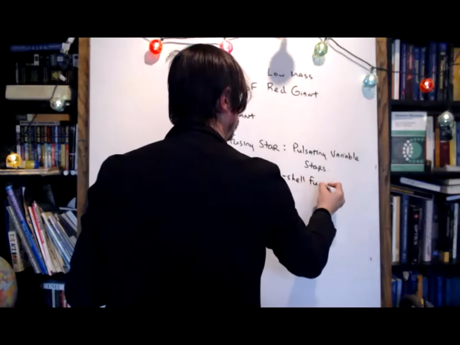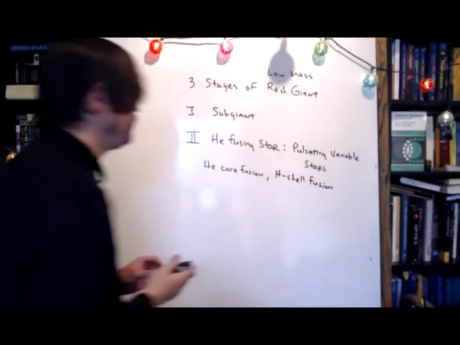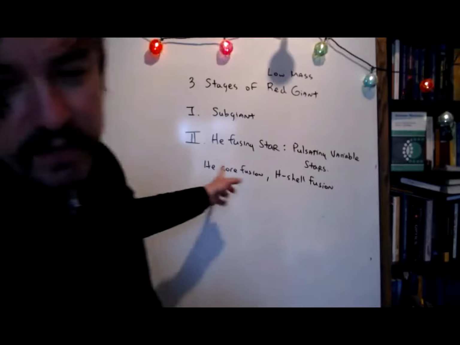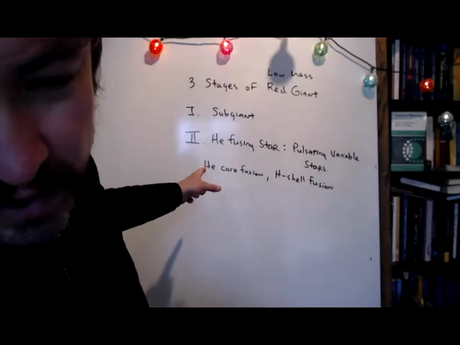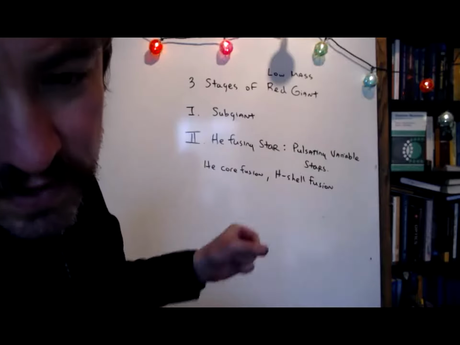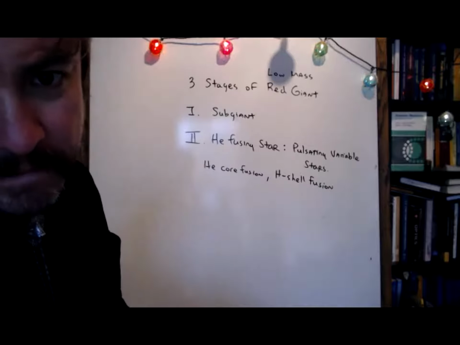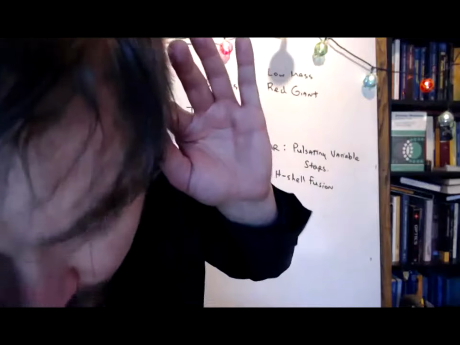And remember that during the second stage, you have helium core fusion and you have hydrogen shell fusion. So you have a double burst of fusion. Do you guys remember what helium fuses into in the triple alpha process? Helium fuses into another particular element. Carbon. Very good.